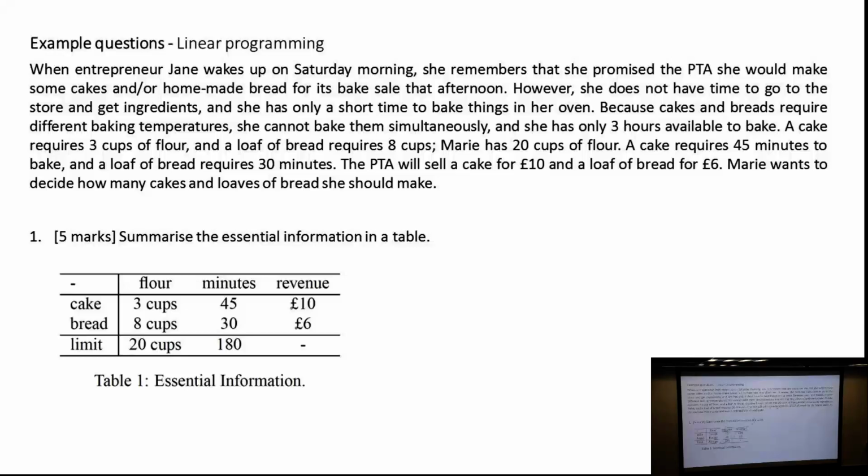Pay slightly more attention to the unit of the time. We have only 3 hours. In here this is hours, and the cake requires 45 minutes, so you have to convert between hours and minutes. And revenue, this is actually the market price you can make. So this is all the essential information. That's pretty easy. You have to identify everything from the story and list them in a table. This makes it easy for you to do the future work. So the first question, I think it's pretty easy to get 5 marks.